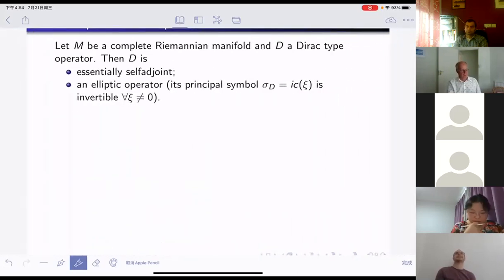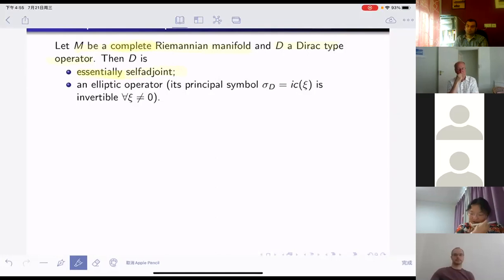So let us first consider the case when M is closed. Here we assume a nice complete Riemannian manifold and a Dirac type operator. Recall that the completeness will ensure that the Dirac operator is not only symmetric, but also essentially self-adjoint. And with this condition, one can do functional calculus.